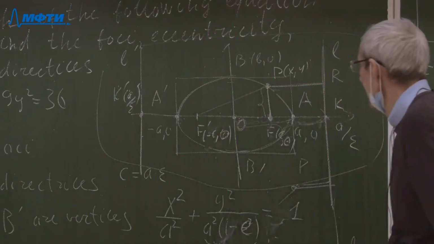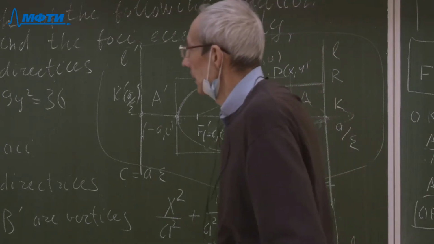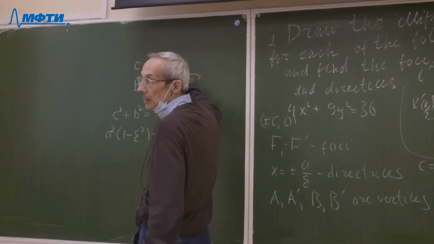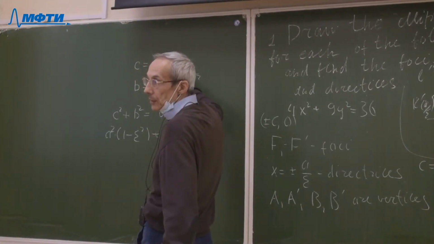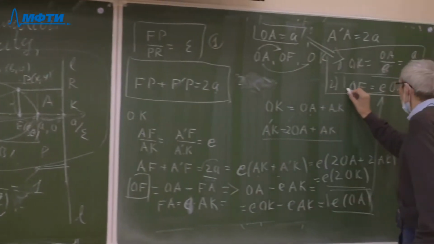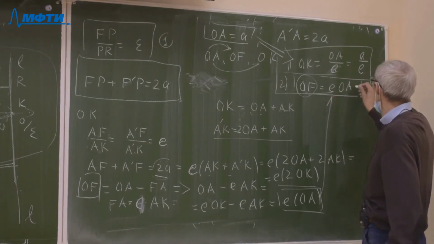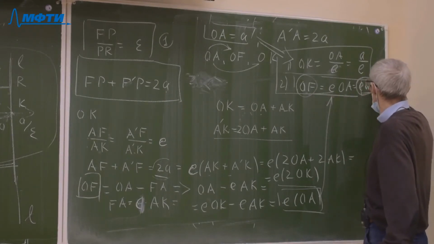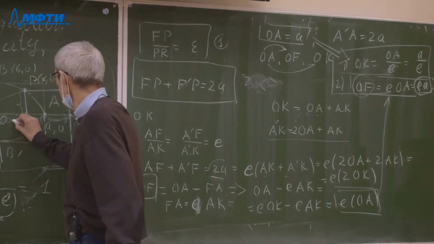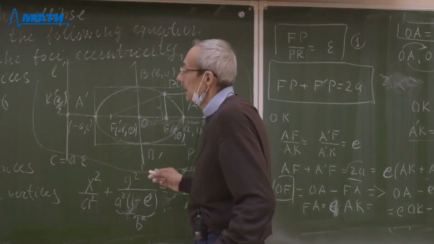Minus C. And what is C exactly? Where is C? C, by definition, is the product of E and A. By definition, we deduce that the distance OF is equal to E times A, and we deduce this equality. How did you write C0? What is the 0?